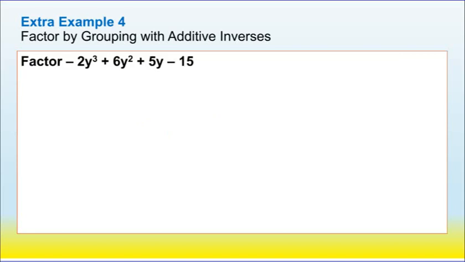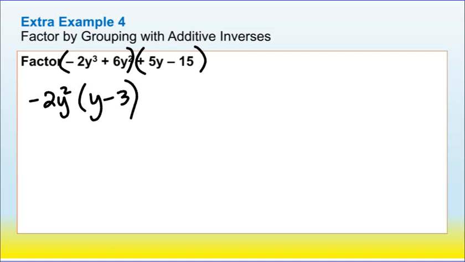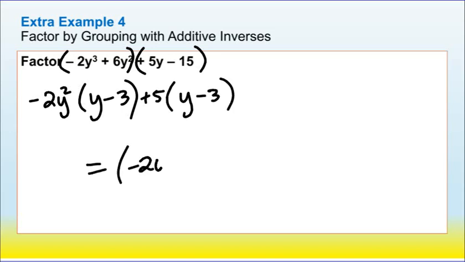Next, I'm going to factor these two and these two. If I factor out a negative 2y squared, that leaves me with y minus 3. Over here, I can factor out a positive 5. That leaves me with y minus 3. So my answer would be negative 2y squared plus 5 times y minus 3.